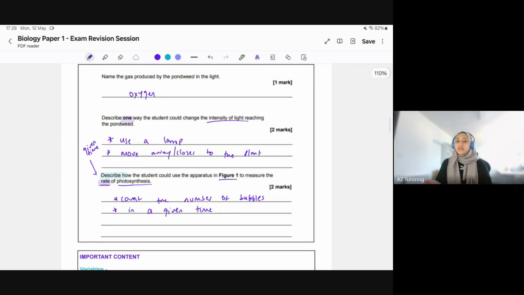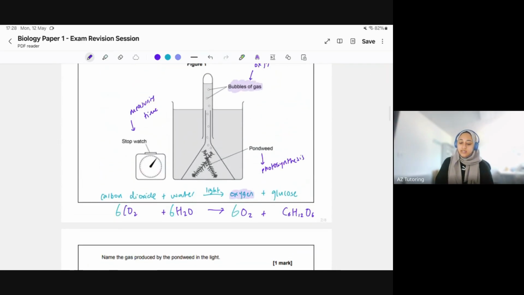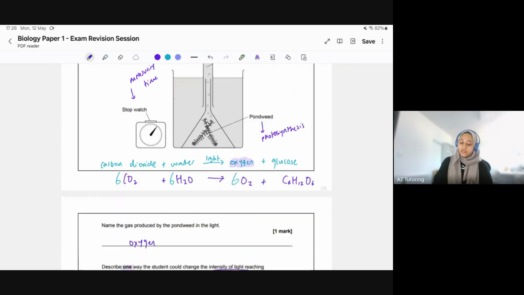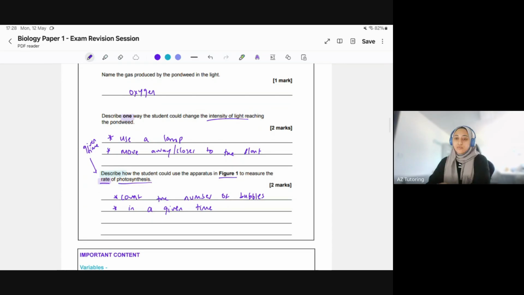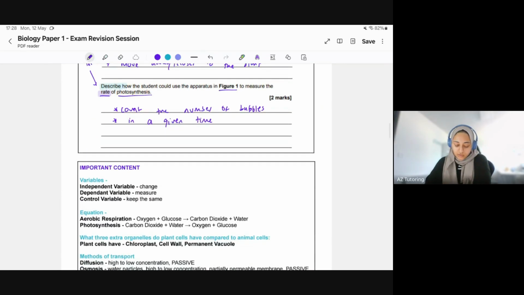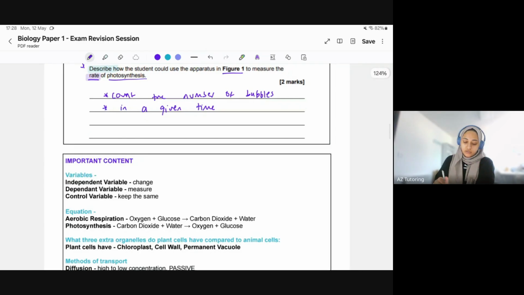You are right in saying, obviously, that there would be no bubbles if there was no photosynthesis taking place, but that's not you describing how the students are using it to measure the rate of photosynthesis. So that's 2 marks here. Let's cover some more important content to do with that.